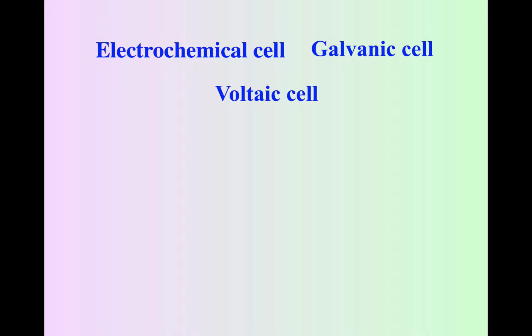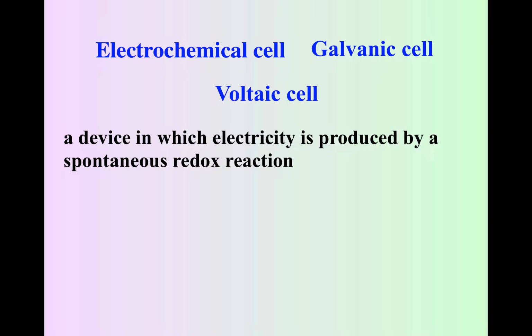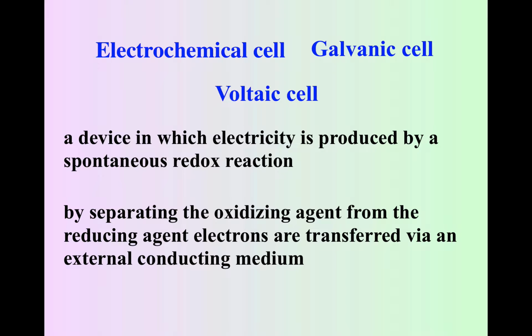Electrochemical cells generate voltage using redox reactions. So electrochemical cell, galvanic cell, voltaic cell, they all mean the same thing. You're having a redox reaction occur so that electrons are transferred through a wire from the reducing agent over to the oxidizing agent. And in the process, you're generating usable electricity. So by separating the oxidizing agent from the reducing agent, electrons are transferred by an external conducting medium, a wire.